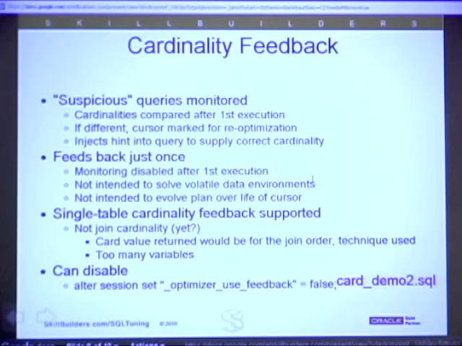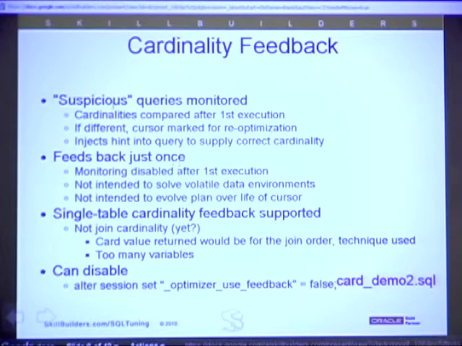So the first feature that feedback cardinality gives us is called Cardinality Feedback. Not well documented, by the way. So suspicious queries are monitored. And the suspicious queries are the type of queries that I just mentioned, that have things like functions or non-mergeable pushable views, complex conjunctive filters, things like this. Oracle has a list of things that are suspicious, that it may not get right. That list is not documented, and it's probably not perfect. Certainly not yet.